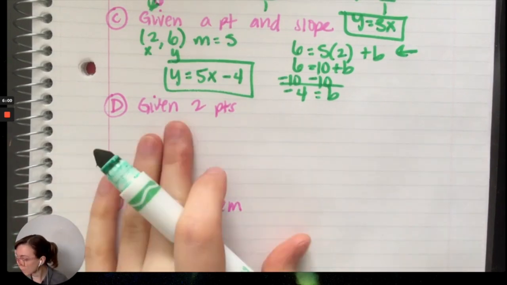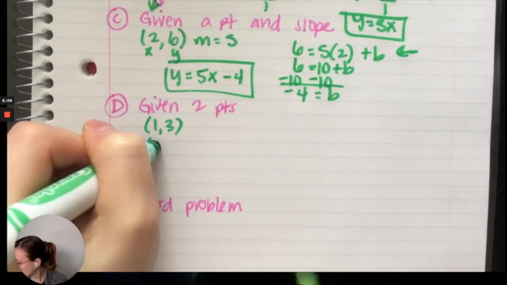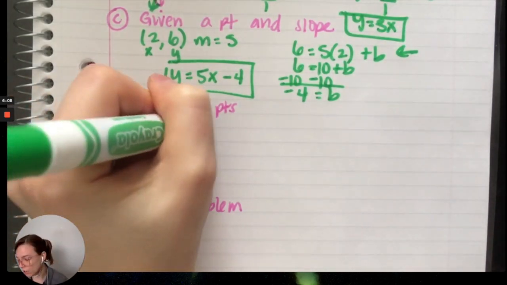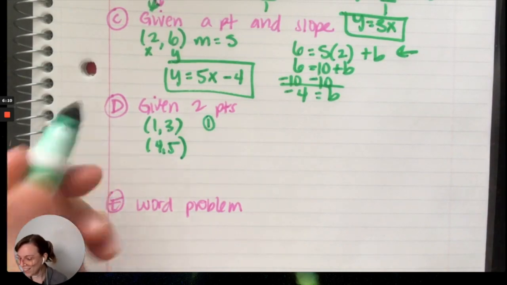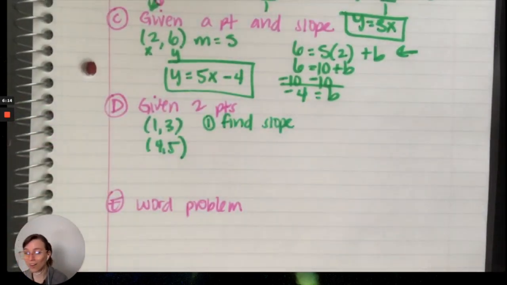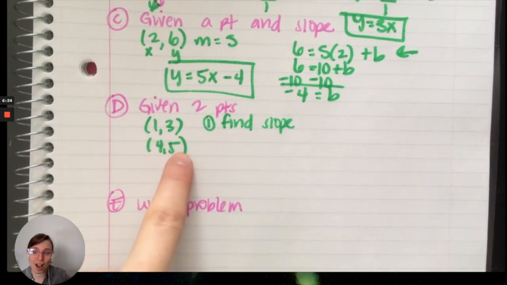Okay, given 2 points, (1, 3) and (4, 5). This one I am going to write some steps down. There's only like 2 steps, but the first step is to find slope. Whenever you're given 2 coordinates, you can find the slope because all you need are 2 x's to find their change, or their subtraction, their difference, and you need 2 y's. We have that. We have an x and a y, we're golden.